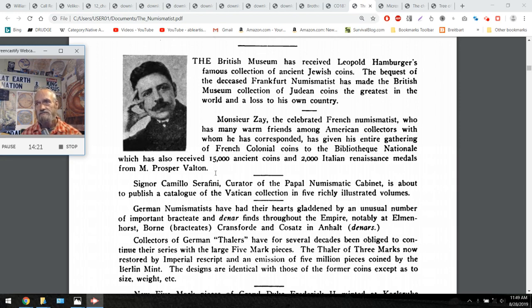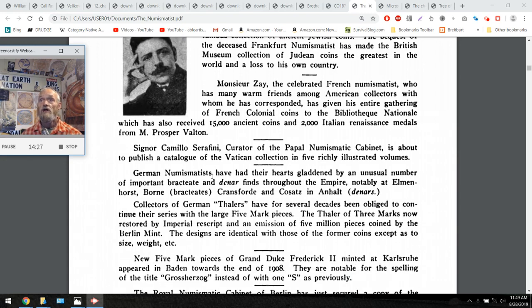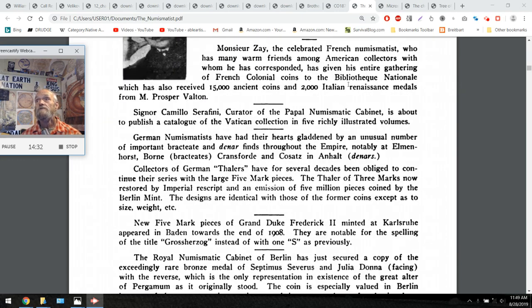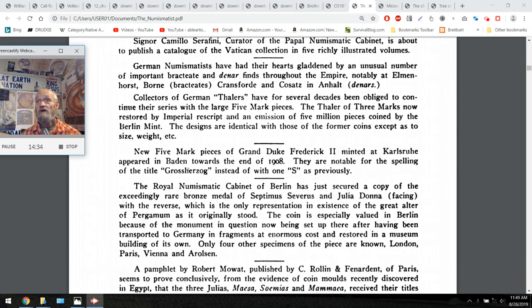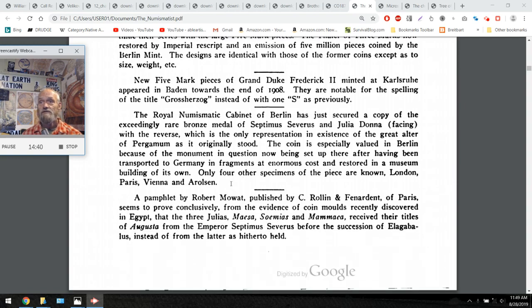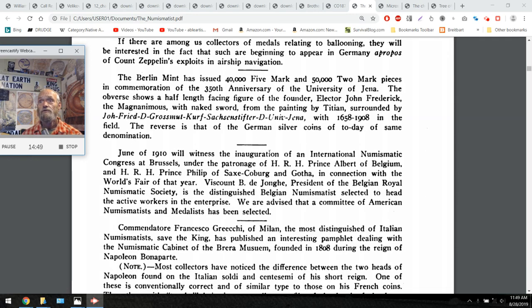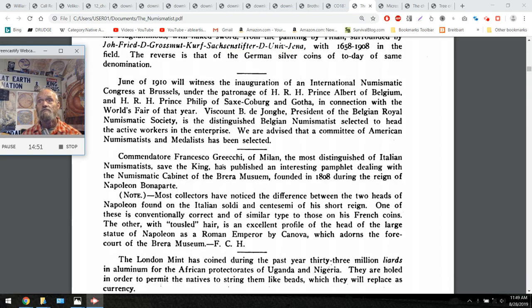You can spread those out for collectors, reselling them. Who knows what they're doing? Are they laundering the money? So they've got them. Look for them here. Some are notable for spelling Gershog instead of with one S. Maybe the mint wasn't there, but you know what? The Berlin Mint had 40,000 5 marks, 50,000. They didn't have to find those. They're just printing them.